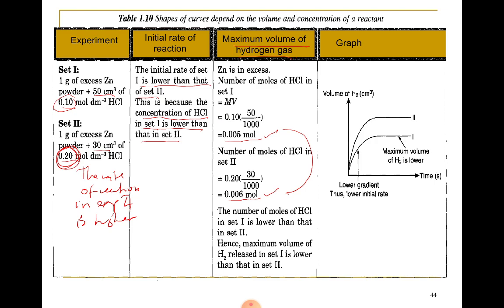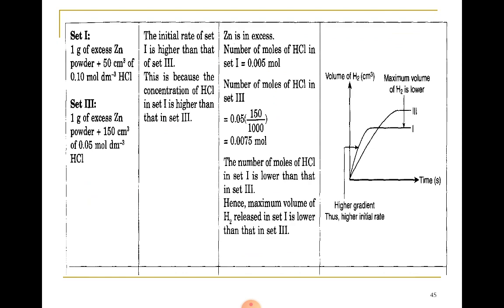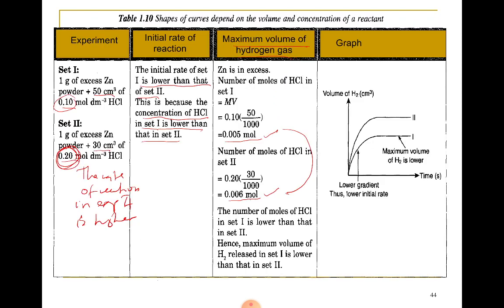Bermakna kita boleh concludekan, the volume of hydrogen gas released in experiment 2 is higher than experiment 1. Okay, the number of mole of HCl in set 1 is lower than in set 2. Hence, maximum volume of H2 released in set 1 is lower than in set 2. So, kita dapatlah di sini. Kalau kita nak kira volume gas, kita kena kira dia punya the number of moles. Okay, itu awak ingat kat situ.